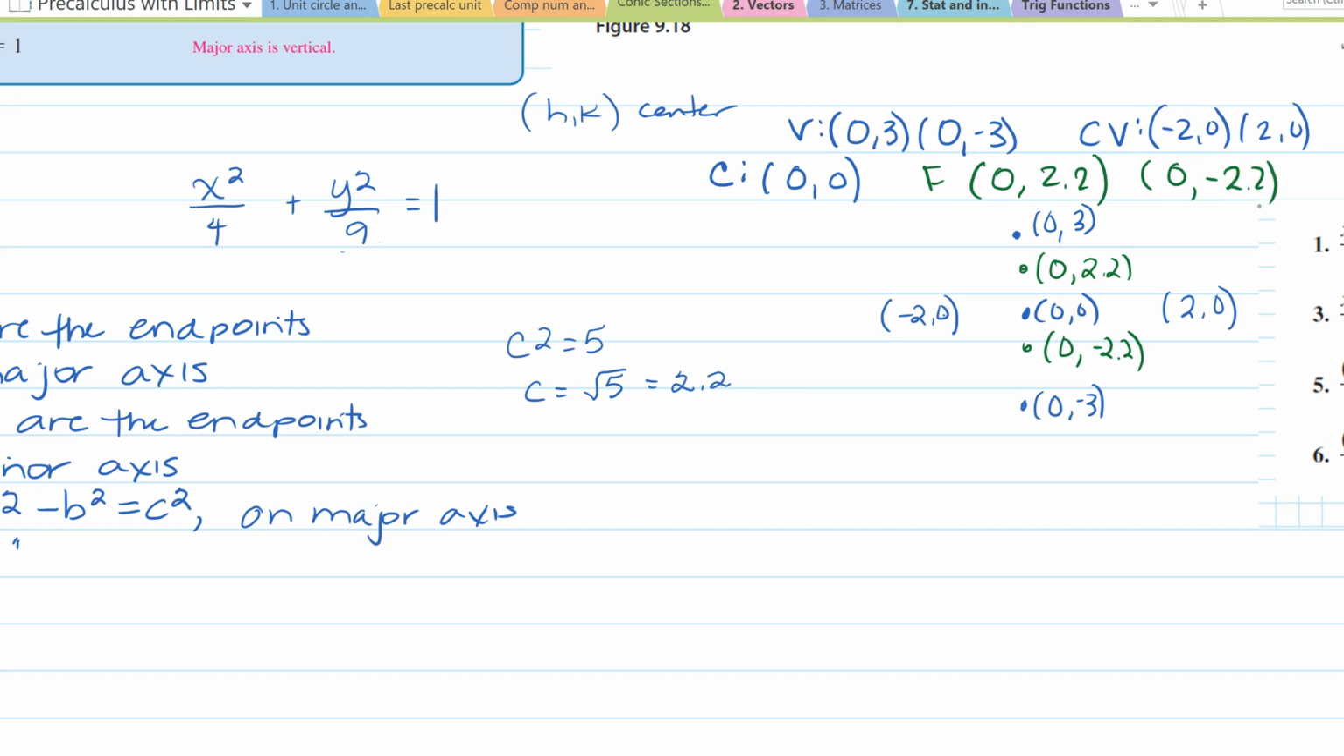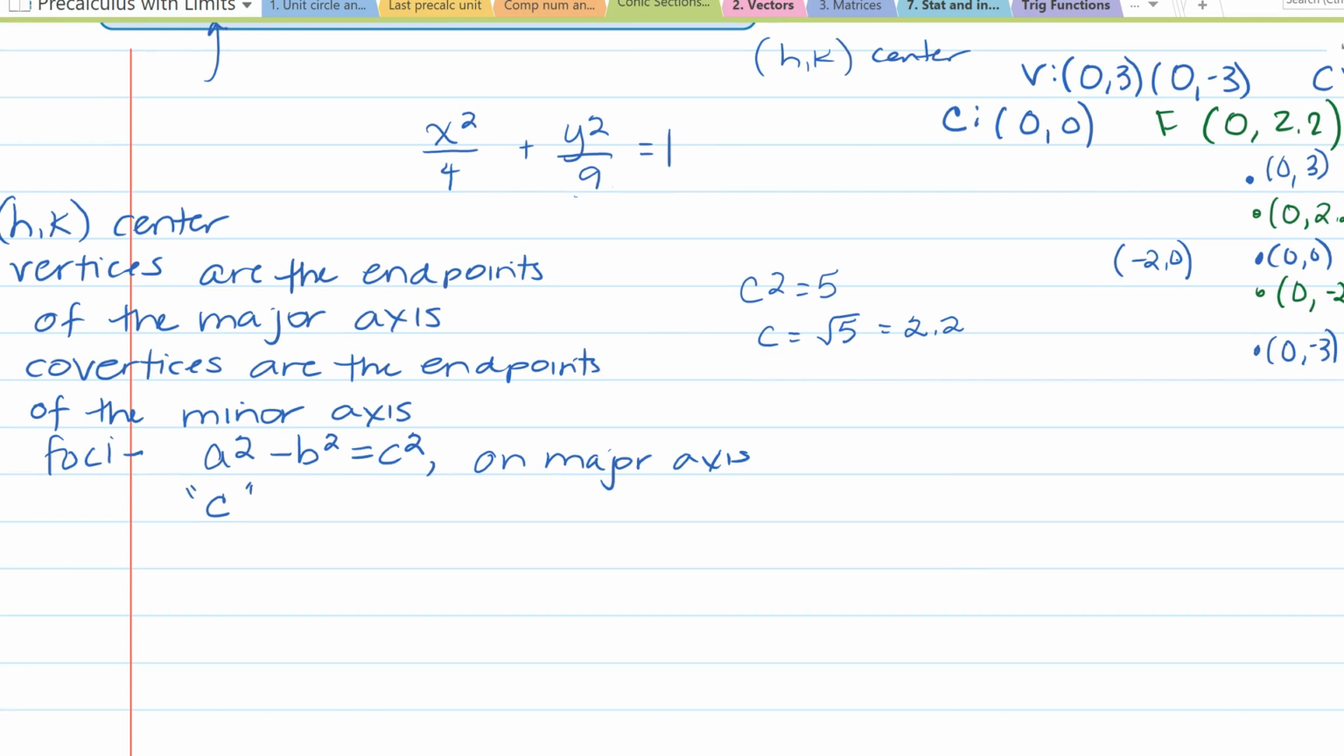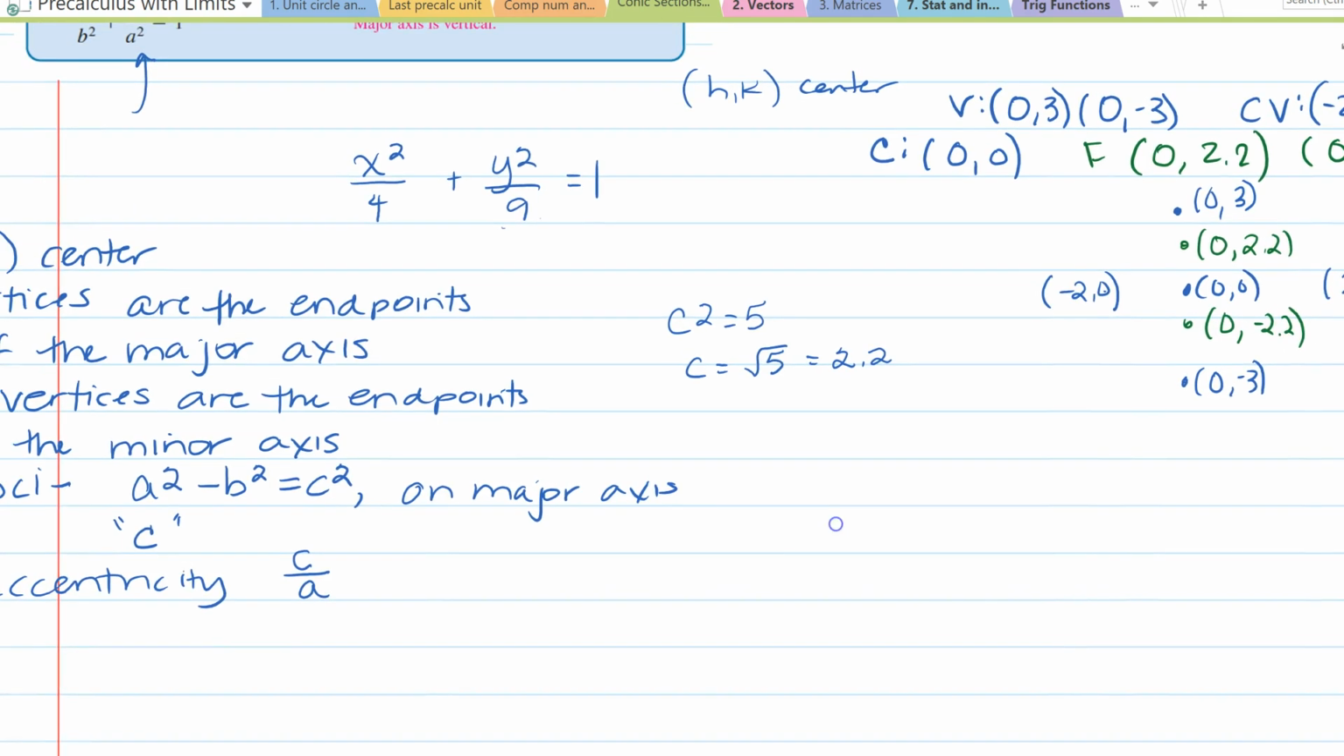And so notice that the foci is part of the way there. That's how you find what we call the eccentricity. The eccentricity is actually this value of c over a. It's this distance here divided by this distance here. So in this case, it would be the c is 2.2. The a is the square root of 9 in this case. So there is my eccentricity.